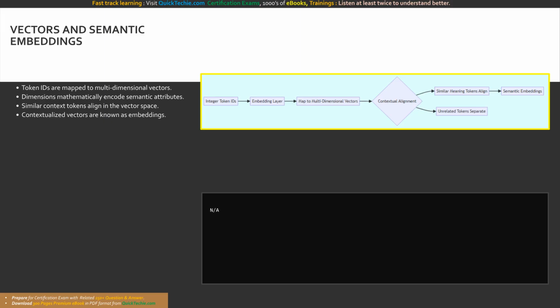Here we see the transformation of tokens into embeddings. The integer token IDs enter the embedding layer, where they map to multidimensional vectors.